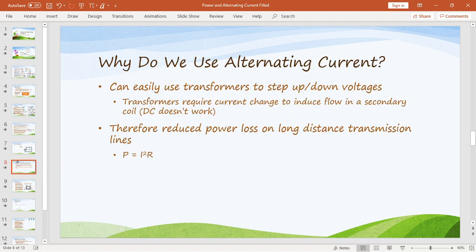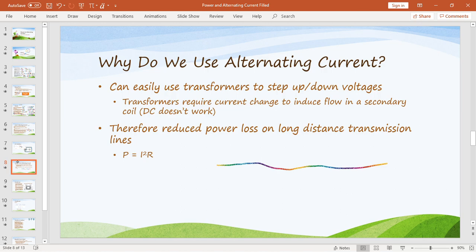Okay, why do we use AC? DC seems so much more simple. You know, it's consistent, it's always at the same size. It's mostly because we transmit power over very, very long distances. So if you have a wire going forever, if you're just using DC voltage, your current is quite high.